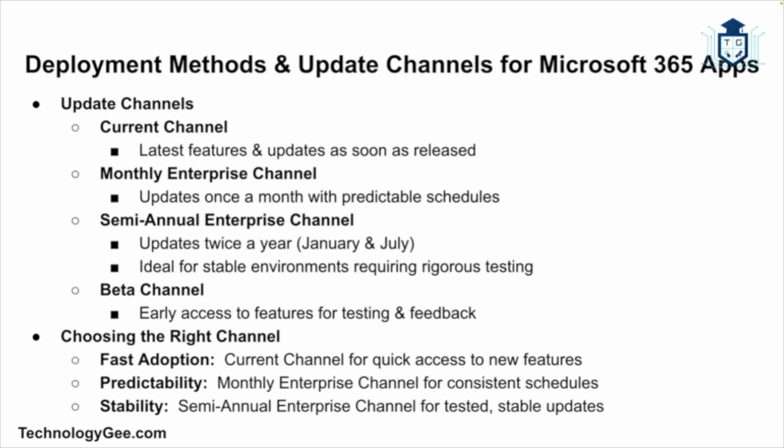So the choice of update channel depends on the organization's needs. So we have what is called fast adoption. This is where you use the current channel for quick access to new features. We have predictability. This allows you to opt for the monthly enterprise channel. And then we have stability. So you can choose the semi-annual enterprise channel for environments that require testing and stable updates. But by selecting the appropriate deployment method and update channel, organizations can ensure their Microsoft 365 apps remain secure, functional, and aligned with business goals.